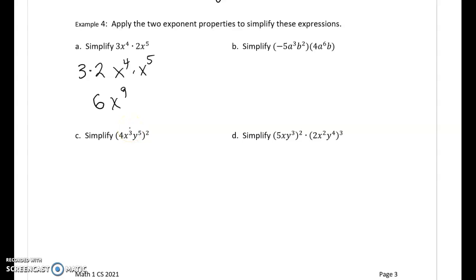Okay, so again, being able to remember to do some of these little things will help you with these types of problems. So what I'm going to do for this one, I'm going to take that exponent of 2. I'm going to kind of distribute it to everything that's inside the parentheses. So that 4 is going to get an exponent of 2. That x cubed is going to get an exponent of 2. And that y to the 5th is going to get an exponent of 2.